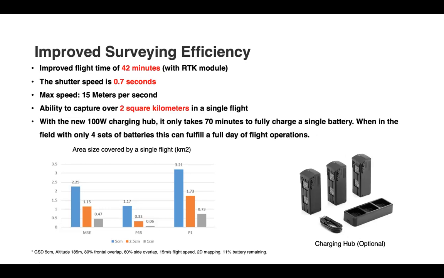We know we have global users here, so it varies where you are in regards to how high you can fly for a mapping mission. You can see the information at the bottom of the screen here, talking about the comparison, which was at an altitude of 185 meters, 80% front overlap, 60% side overlap, that max 15 meters per second flight speed, and landing with 11% battery remaining. So you can see the M3E, the P4R, and the P1.